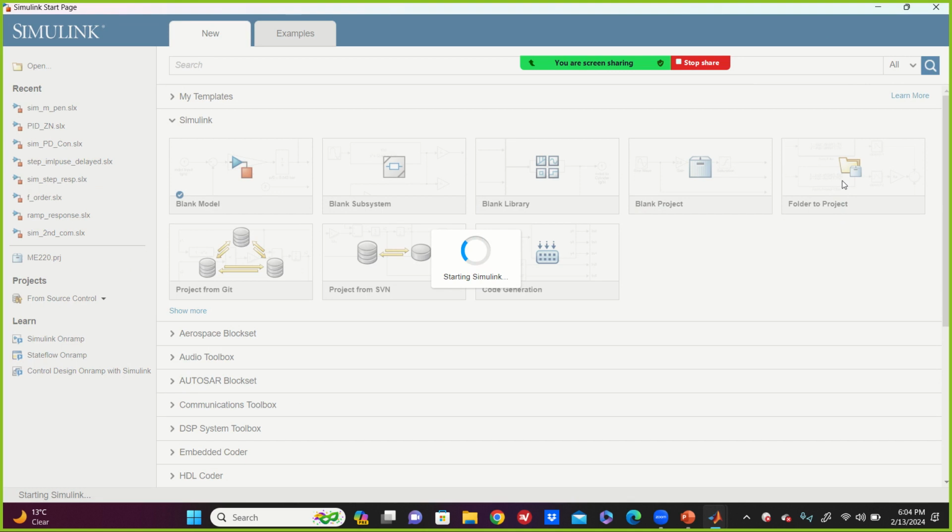Sorry guys, my computer is not very fast, and this version of MATLAB is very heavy to run, so we have to wait for it.